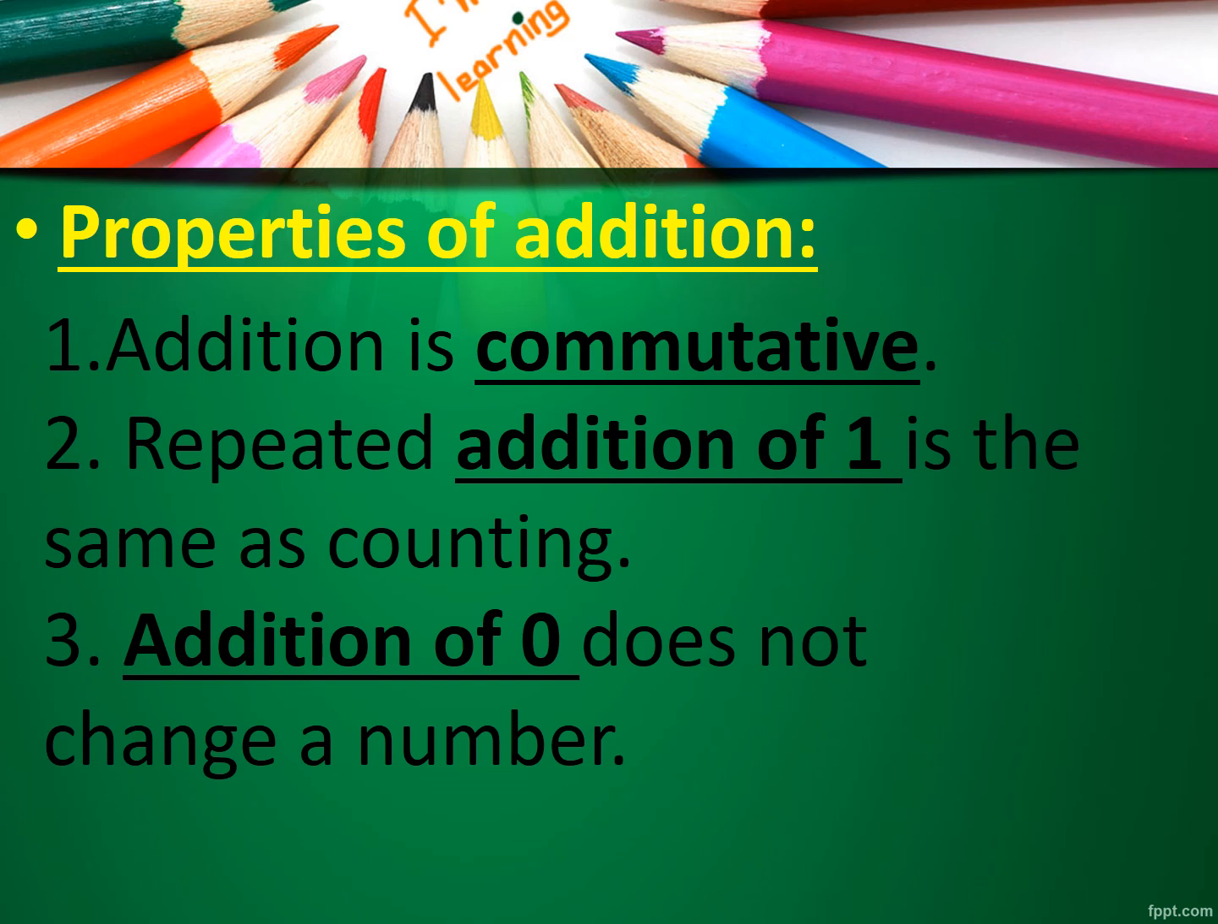Students, there are some properties of addition. First one is addition is commutative. It means order does not matter in addition. And second is repeated addition of 1 is the same as counting. And third one is addition of 0 does not change a number.